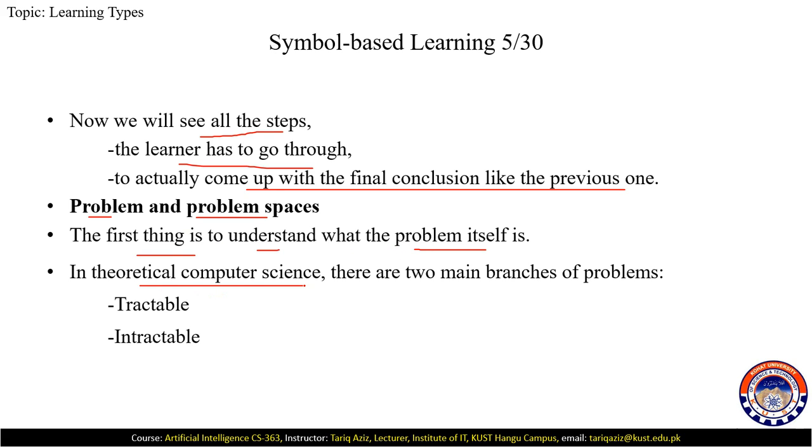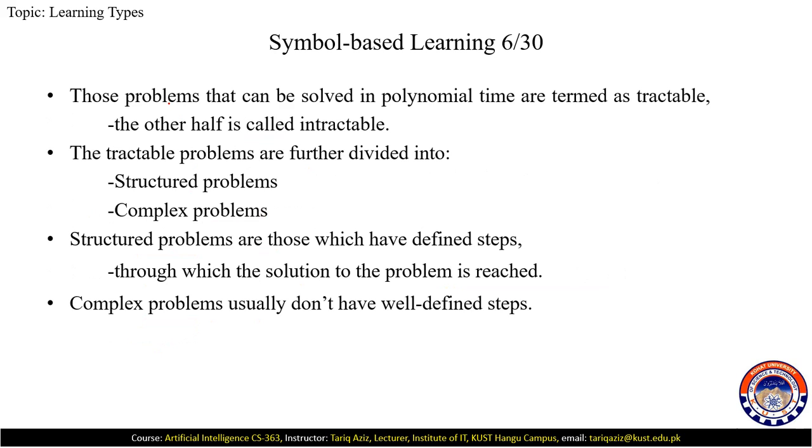So in theoretical computer science, there are two main branches of problems. One is the tractable problem and the other one is the intractable problem. Now what are these? Those problems that can be solved in polynomial time. So we have two times. One is exponential time, which grows very fast. The other one is the polynomial time. I would suggest that you search the internet for these two terms, polynomial time and exponential time, and then you will be able to differentiate between them. But exponential time grows very fast.